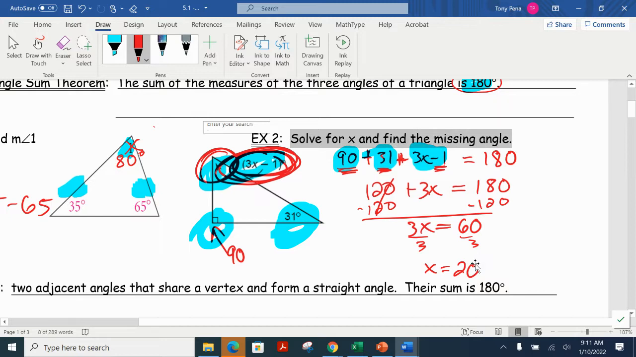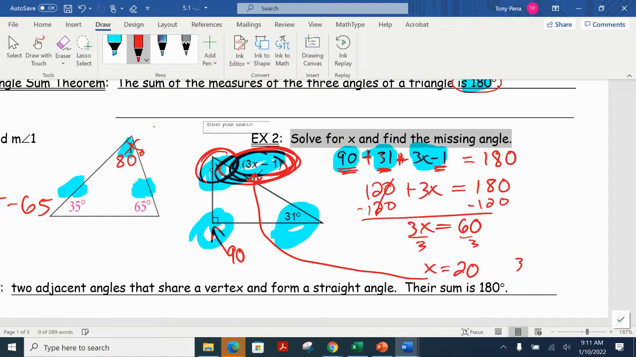So if x is 20, we then want to figure out what this angle here needs to equal. There's a couple different routes, but if I now know that x is 20, can't I just take 20, plug that in for x? 3 times 20 would have been 60. And then subtract that 1, and then we would know that's a 59-degree angle. All right. Now, that's one way we can do this. We all got that written down. Can I erase this now?